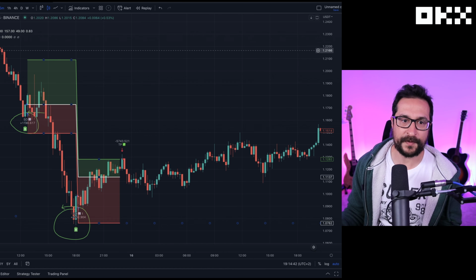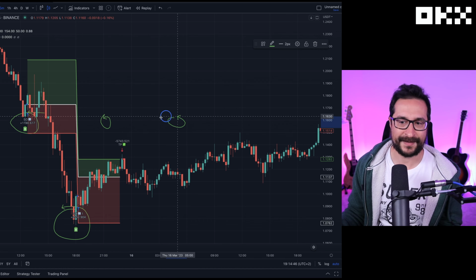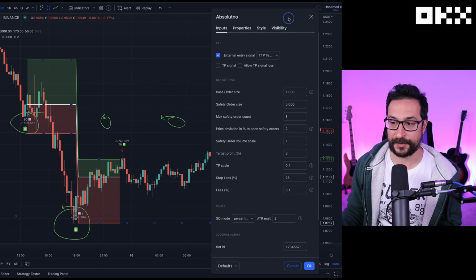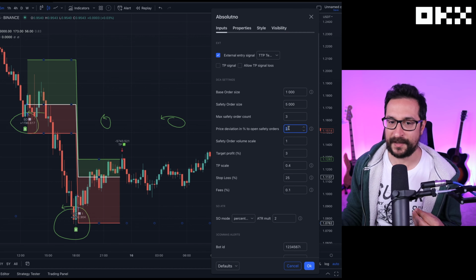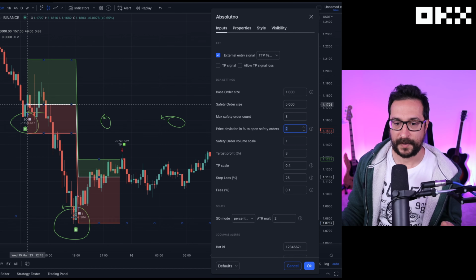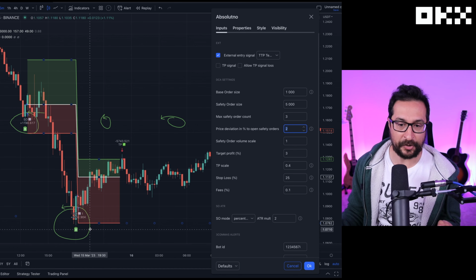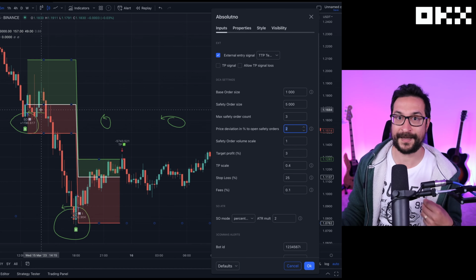But you're probably wondering what happens if you get multiple signals at the same level. And that's a great question. If that happens, we are still using a price deviation in percentage to open new safety orders. For example, here we have 2%. What that means is that once the base order gets filled, it will only accept a new buy that is 2% down from the previous order that got filled.